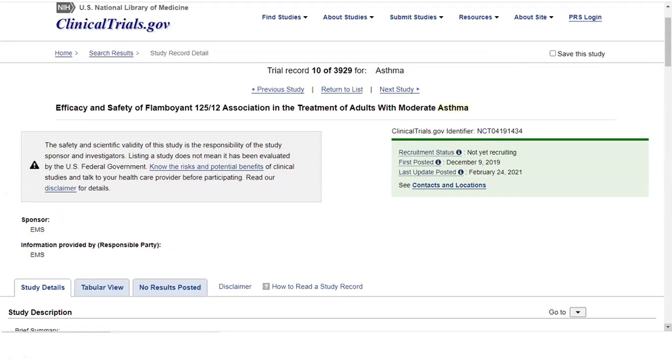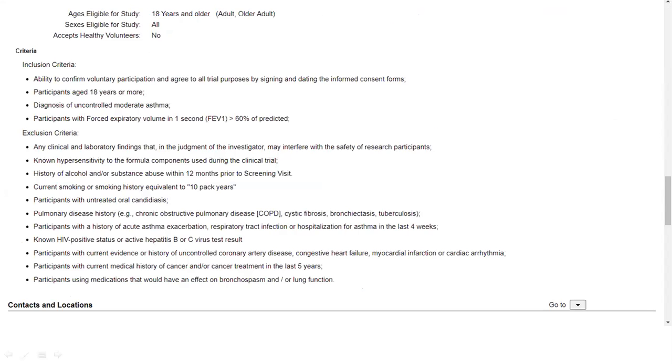Then we talked about the next trial that is there, that is a trial on asthma. So this is efficacy and safety of flamboyant 125/12 association in the treatment of adults with moderate asthma. And so the treatment out here is asthma, and this particular study has taken care of a lot of criteria for inclusion and exclusion criteria. I'll highlight those inclusion criteria.